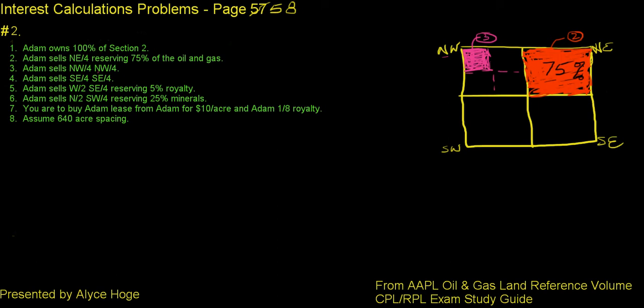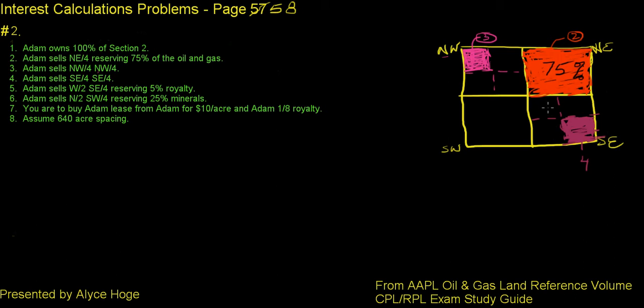Adam sells the southeast of the southeast. So here's the southeast, and I'm going to divide that into quadrants, into 4s. So I'll know that the southeast of the southeast is going to be here. So then we have to ask, did he reserve anything in here? On question number 4, and no, he doesn't. So this whole southeast is sold. Number 5 is Adam sells the west half of the southeast.